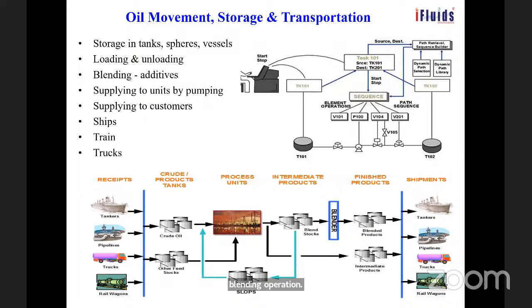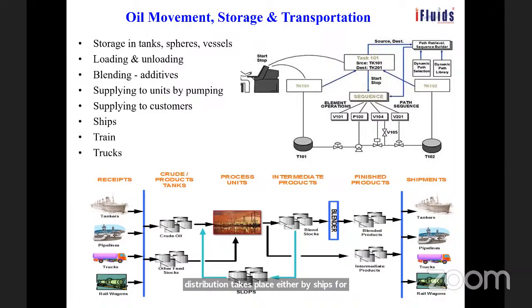Because the products are going out from here, whatever is going from this particular section has to meet the market demand or the parameters postulated by government. So they have to meet those things. For that, blending operations are there. They inject certain additives to ensure that the products come within the product process parameters. Supplying to units is all by pumping, and supplying to customers, which I already said.